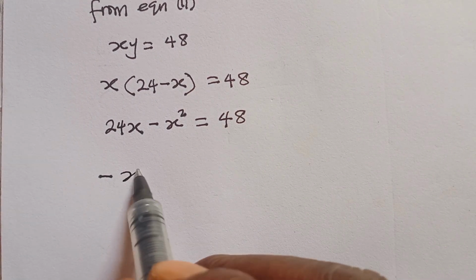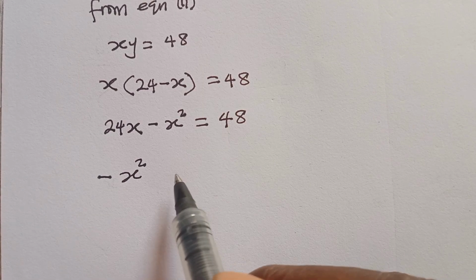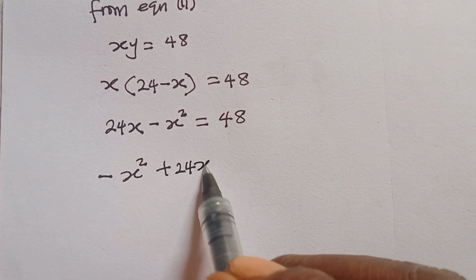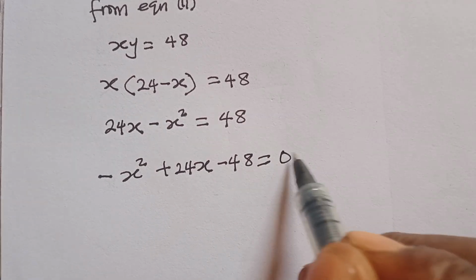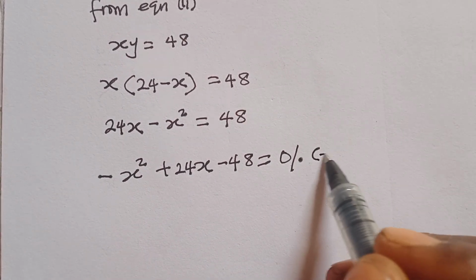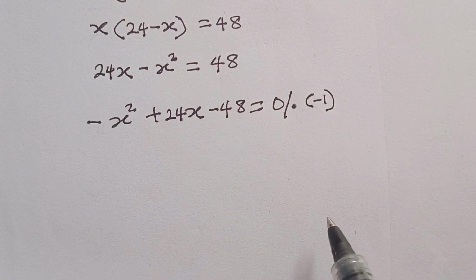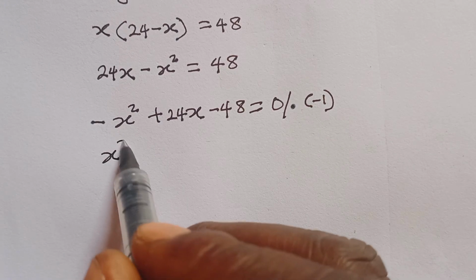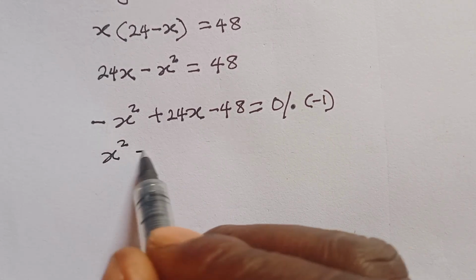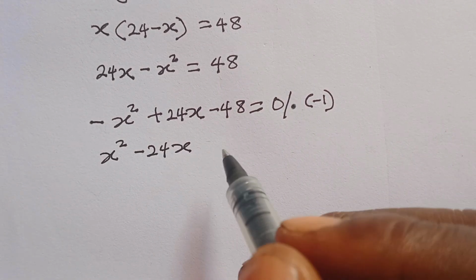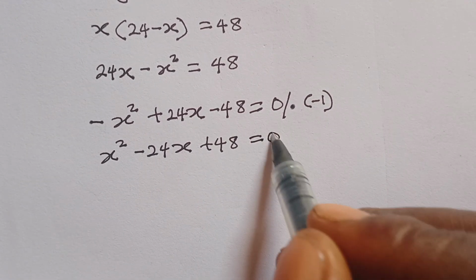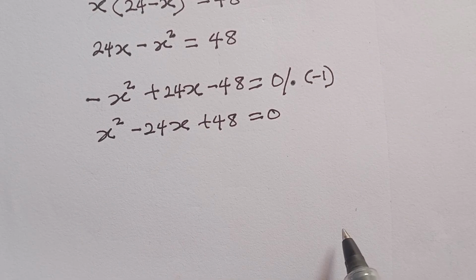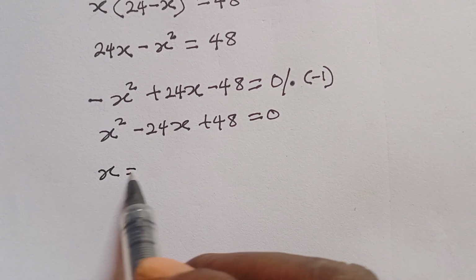Let's move on. If you multiply through by negative, definitely you'll have minus x squared plus 24x minus 48 equal to 0, because we are multiplying through by negative. Therefore, we'll now have x squared minus 24x plus 48 equal to 0. Yes, once you understand it up to this stage, it's easy and straightforward.